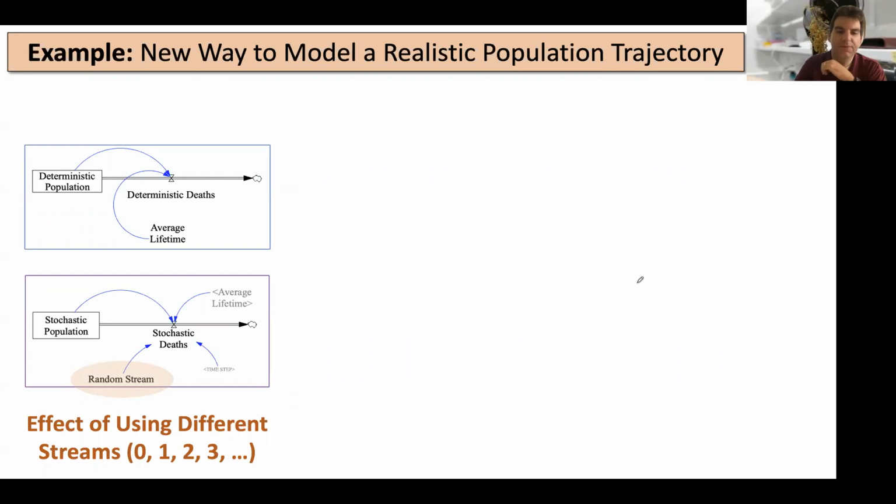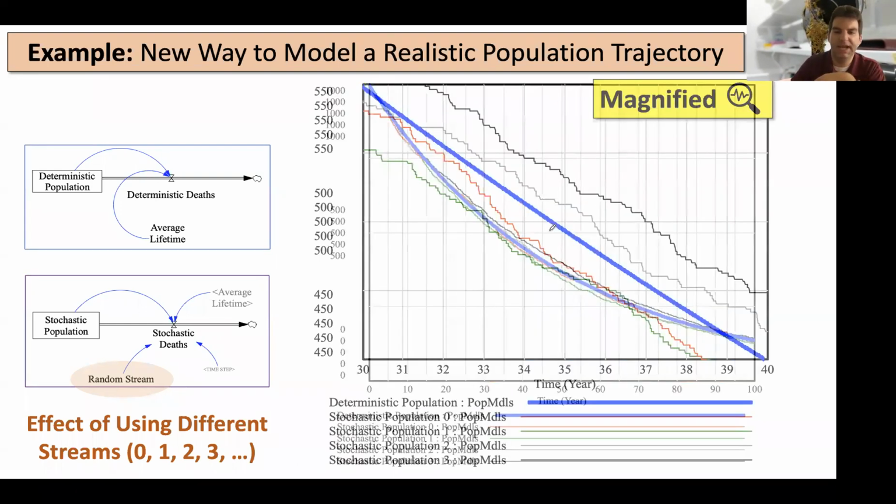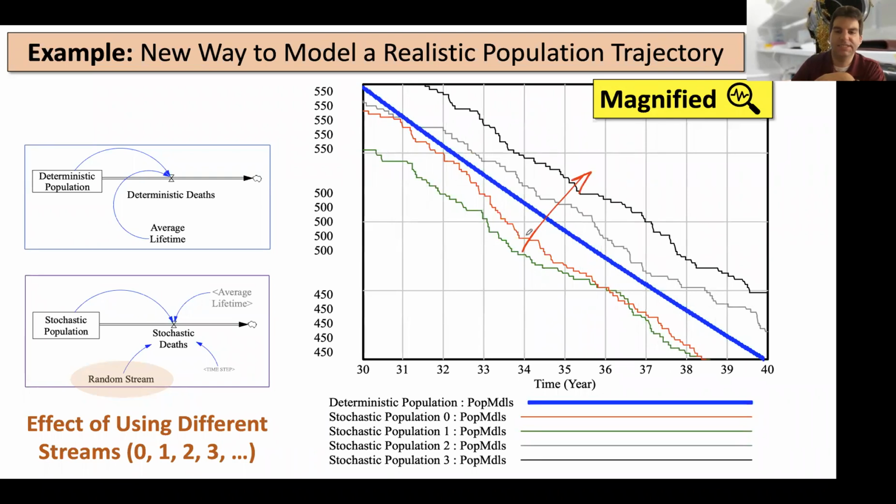And so if I rerun it by using a different stream number in that parameter, then I end up getting a bunch of different outcomes, and each different color corresponds to a different stream number. If I were to zoom in, then I get variation across here. So across the population, the average behavior matches the blue line.